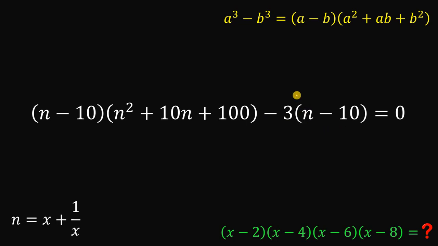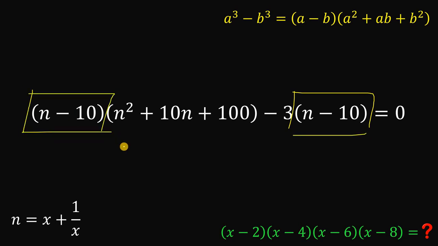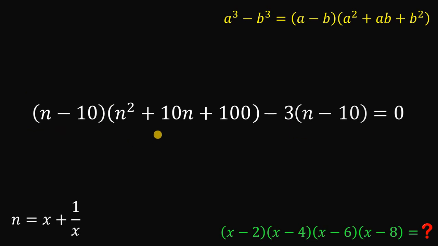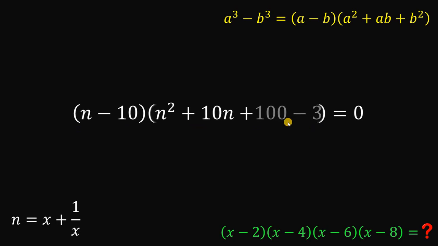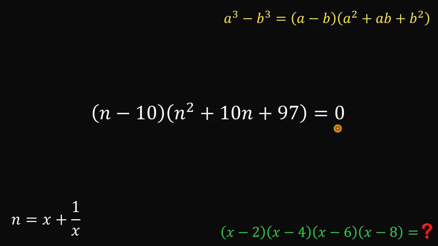Now, the main reason for doing this is we now have a common factor of n minus 10 on these two terms. So we can factor out n minus 10. And if we do that, we get n minus 10, which is our common factor, multiplied by n squared plus 10n plus 100 minus 3. Now, we can combine similar terms. 100 minus 3, this will give us 97. And now it is equal to 0.